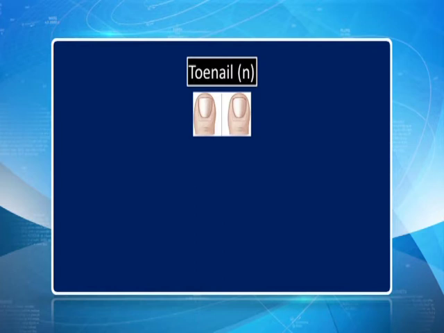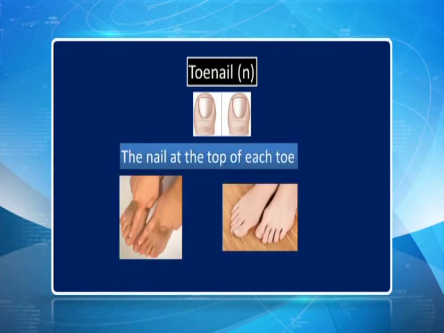Our next word is toenail. As the picture illustrates, you have two toes, and in each toe you have a nail. So it is a toenail. The nail at the top of each toe, and toes are found in our feet. In our hands, we talk about fingers, but in our feet, we have toes. So the nail of your toe is called toenail.